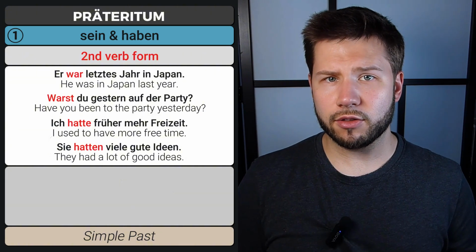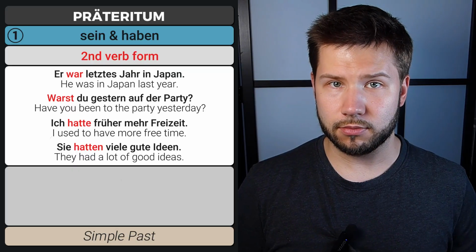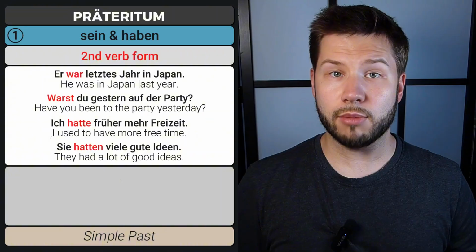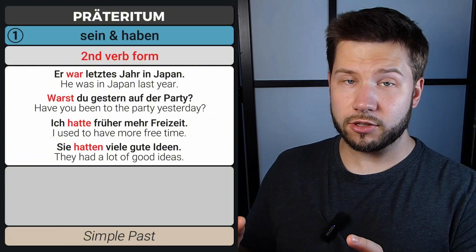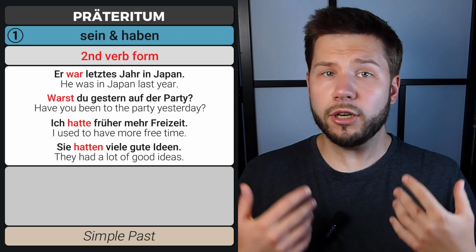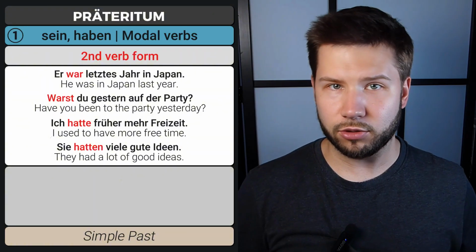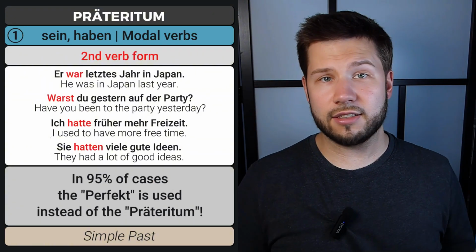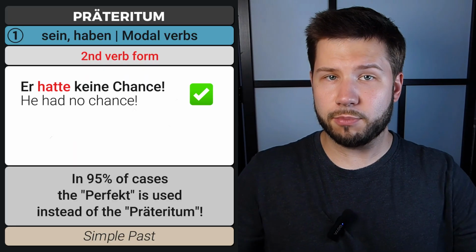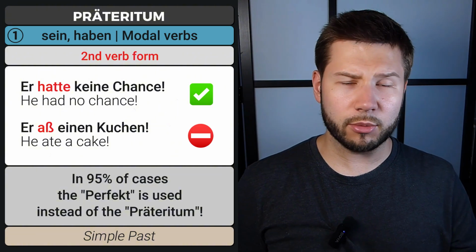Now, some of you might have heard that the Präteritum is somewhat rare nowadays, so when is it actually used? And that's a very good question because there are quite a lot of irregular and unintuitive forms to remember. Well, the good news is that the rumor is correct, it almost isn't used at all. Except for sein and haben, only the modal verbs, which I'll talk about in a future video, are regularly put into their Präteritum form. In most other cases, the perfect tense is used. So while hatte keine Chance is perfectly fine, the sentence aß einen Kuchen sounds quite weird in a normal conversation.